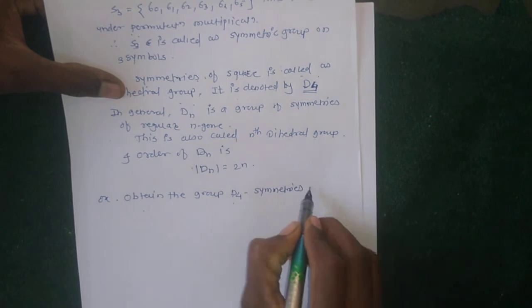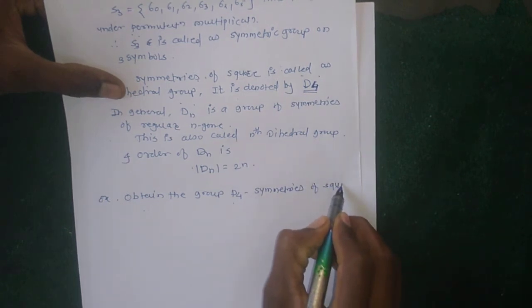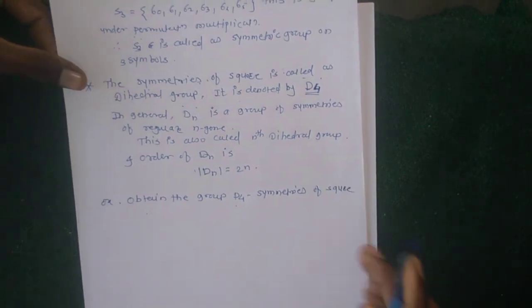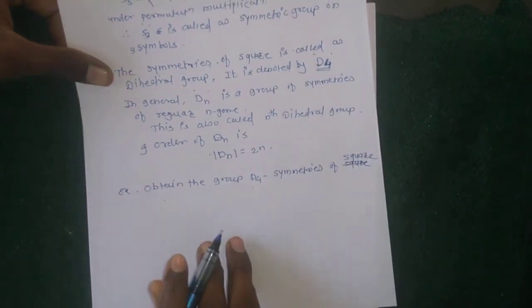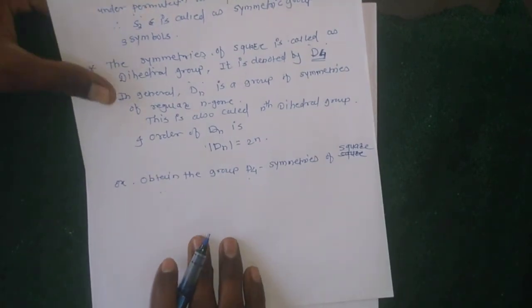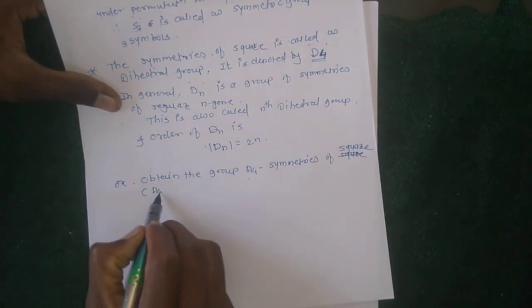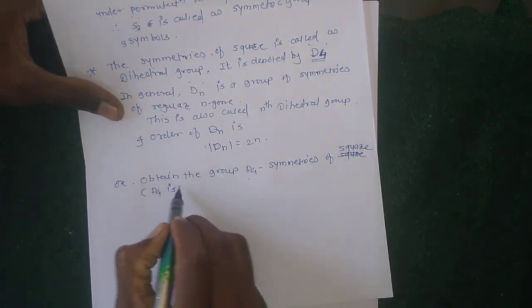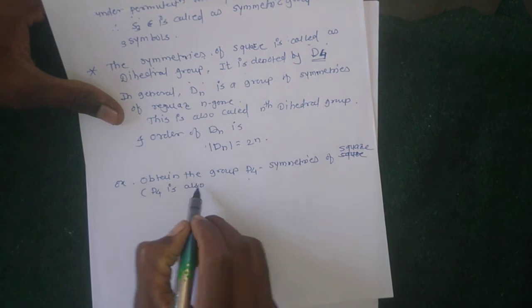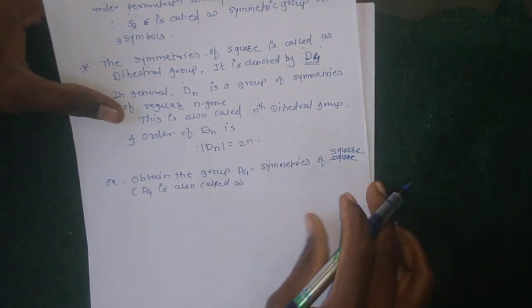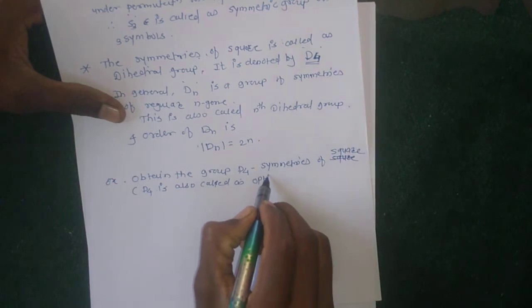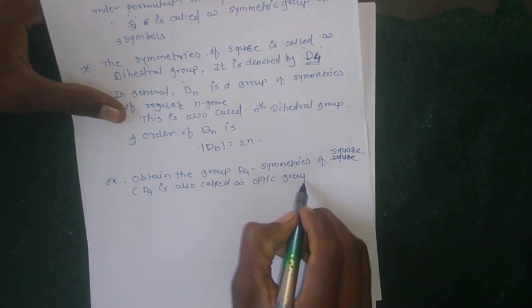Symmetries of square. Obtain the group of symmetries of a square. Here D4 is also called the dihedral group.